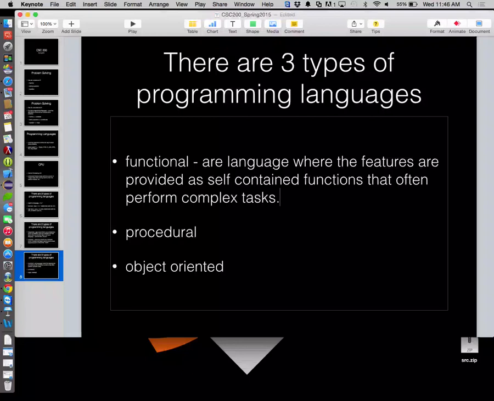Modernly, how many of you have heard of a language called PHP? Anybody know what PHP is for?